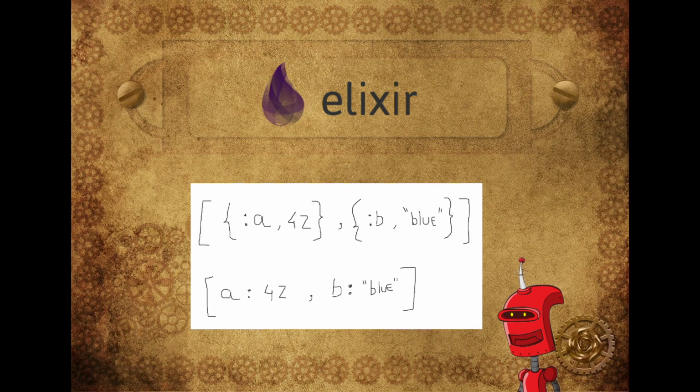Keyword lists are called that because they are basically lists made of keywords. And a keyword is nothing more than a tuple with two elements, an atom and a value. Let's explore some examples using keyword lists.